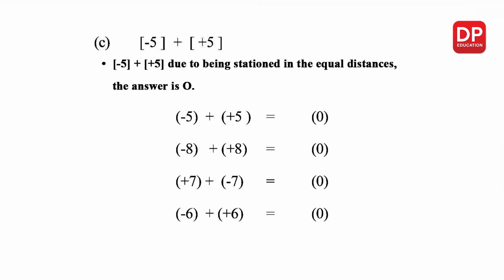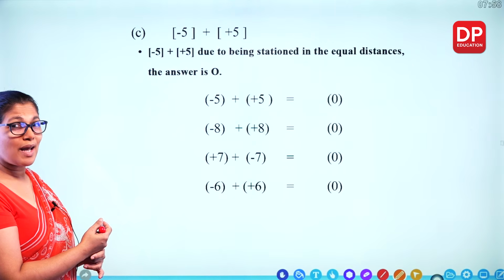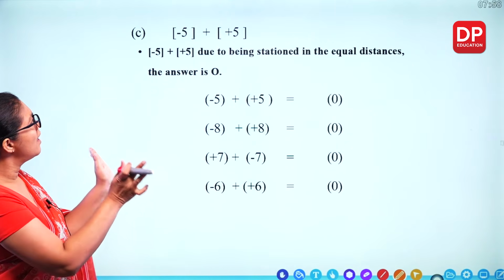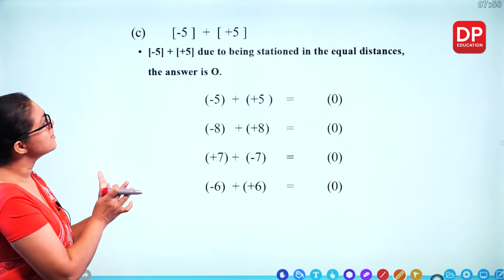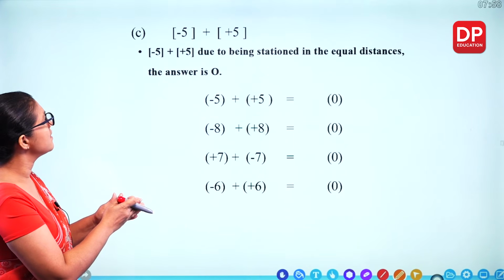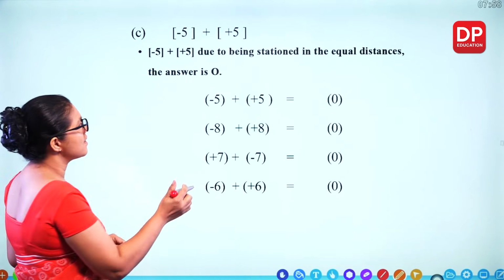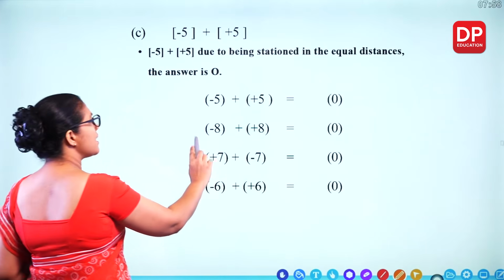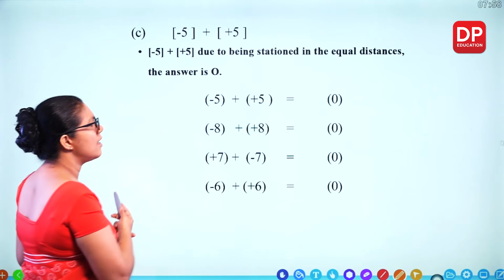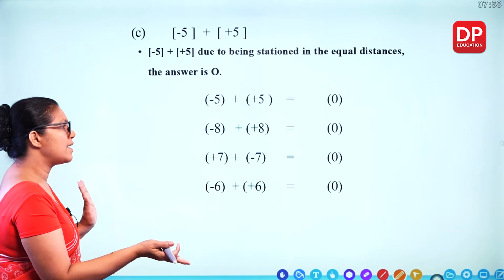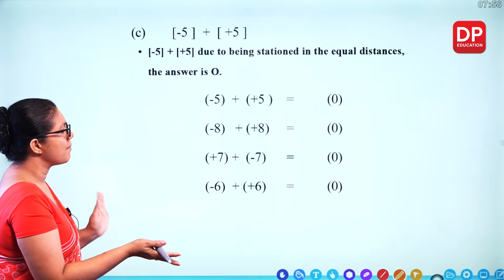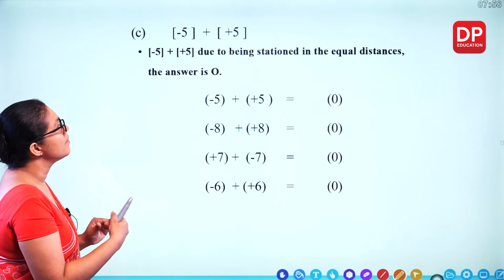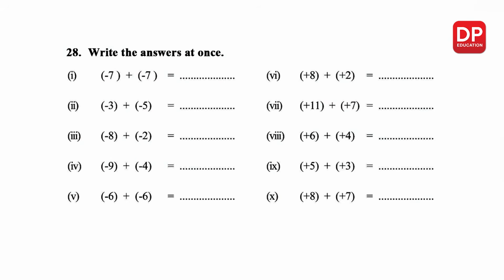Minus 5 and 5. Now what happens? Both are the same distance. Minus 5 plus 5 due to being stationed in the equal distances. So you get answer 0. Minus 8 plus 8 also answer 0. Plus 7 minus 7 same distance. You get answer 0. Minus 6 and plus 6 you get 0. Write the answers at once.